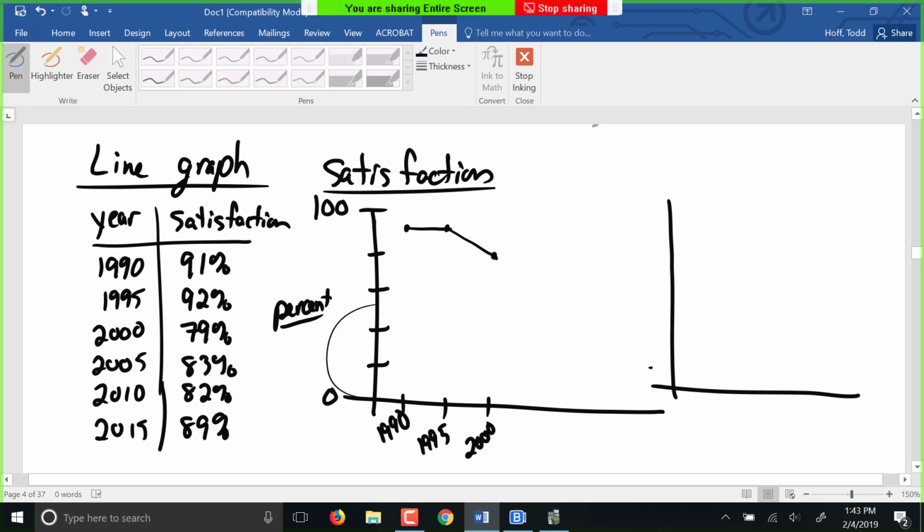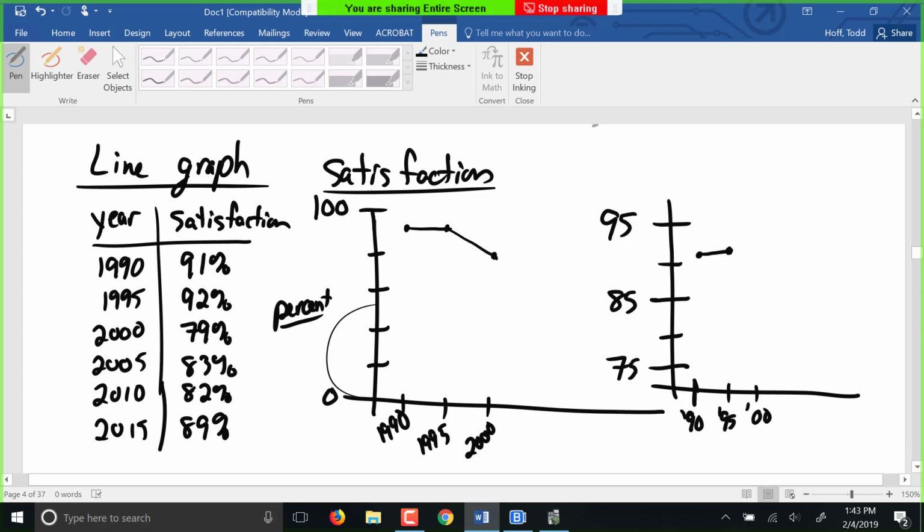Instead of starting at 0, I'm going to start at 75. And go up to 95%. So now in 1990, we had a 91% satisfaction rating. That'd be right in here. 1995, 92%. Drop that a little bit. 91, 92%. So we can tell it did definitely go up slightly.